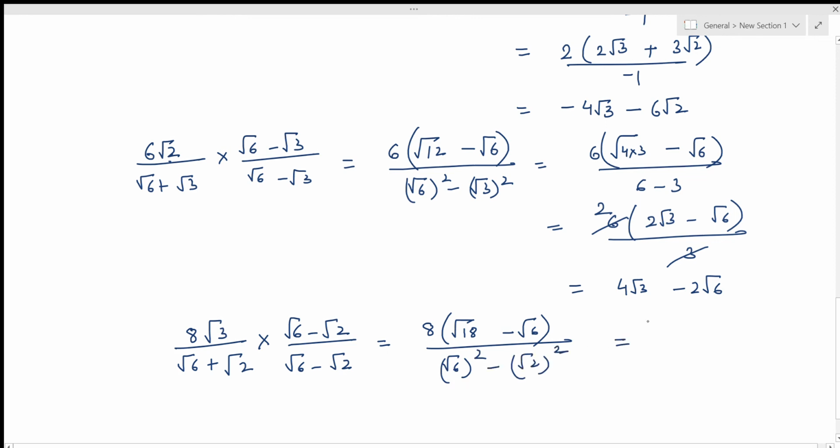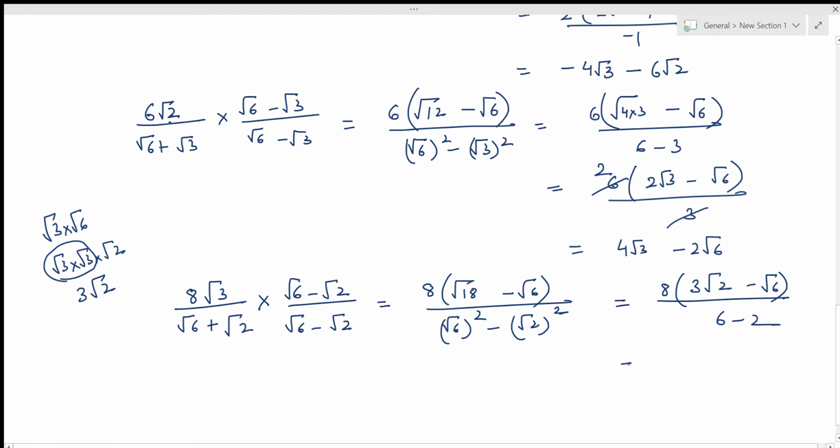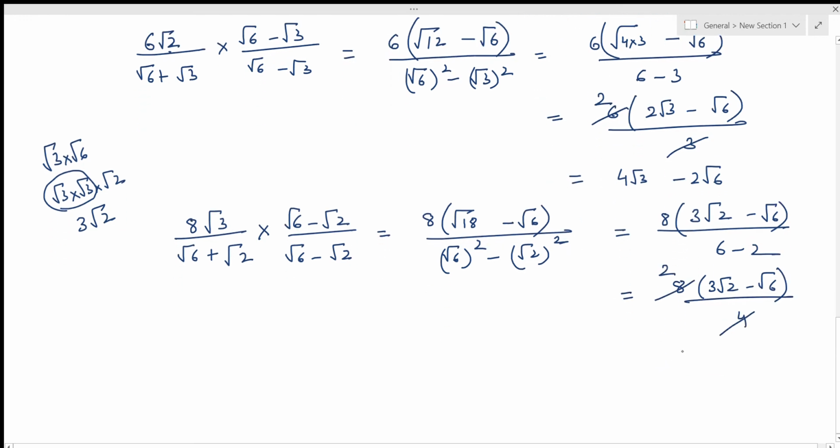So don't take this 8 inside. Root 18 you know is 9 into 2, you will get 3 root 2. Root 6 as it is. Then this is 6 minus 2, 4. Either you can do it this way or you can do root 3 into root 6 directly: root 3 into root 3 into root 2, so root 3 will become 3 root 2. You can directly also do this. So this will become 8, 3 root 2 minus root 6 divided by 4. I can cancel this, I'll get 2. So now multiply, 2 3s are 6 root 2 minus 2 root 6.